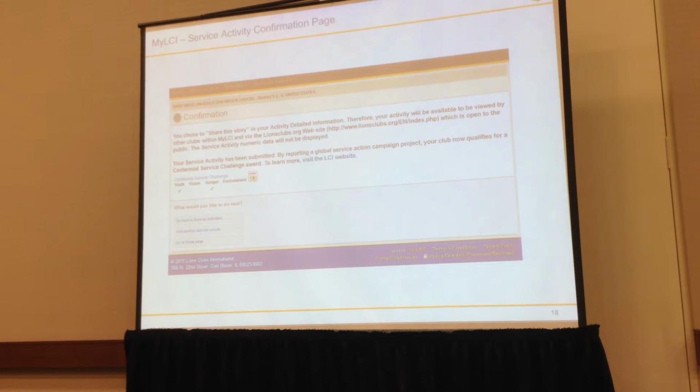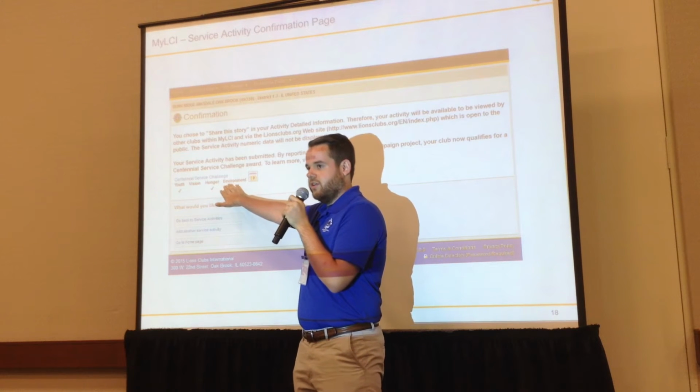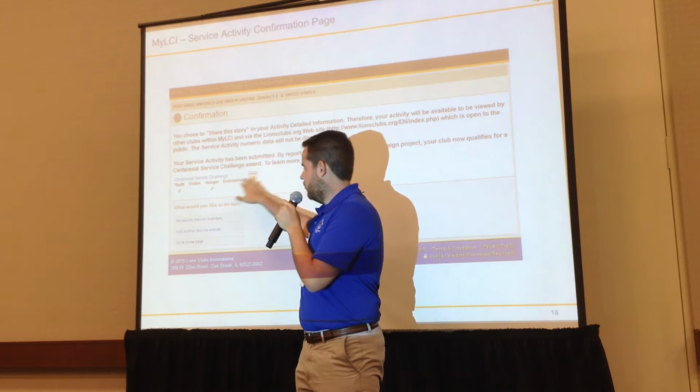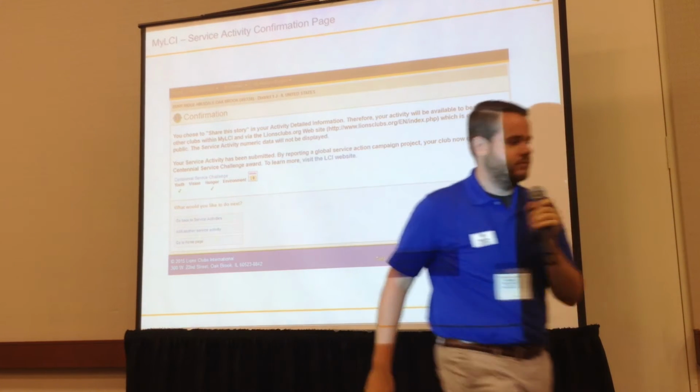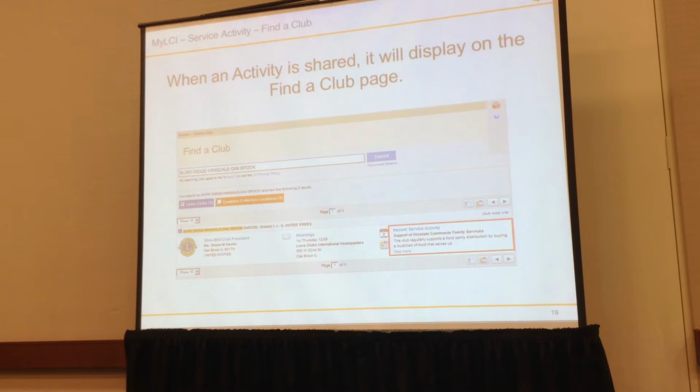And once again, after you add an activity, you want to make sure you receive the confirmation page. And since this one was a centennial activity that we submitted, you will see that it displays that this was qualified for a Centennial Service Challenge Award. Also, one more thing I'd like to add here. On the bottom, we have these Centennial Service Challenge categories. Whichever one that you have already had an activity for will have checked off right here. Okay, and as said before, with the share this activity, the activity will display on the Find a Club page for your club.